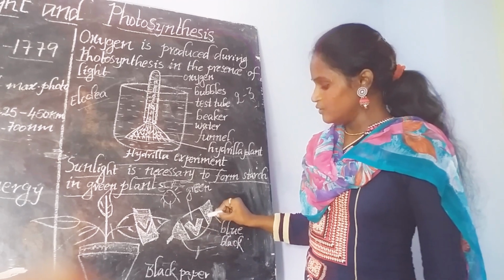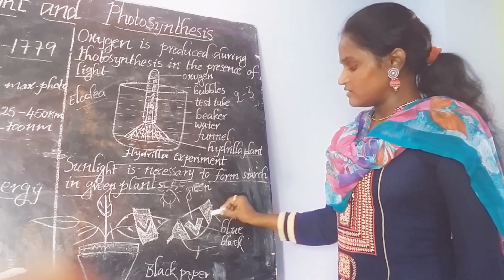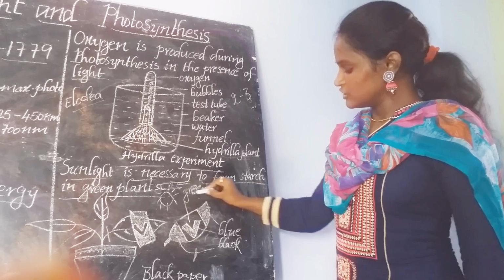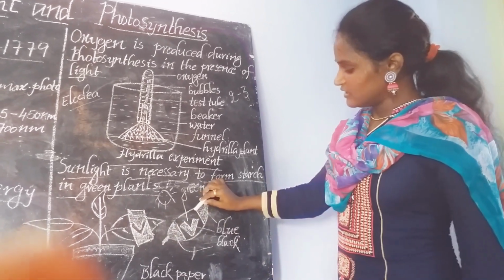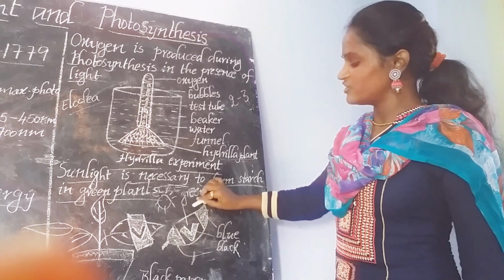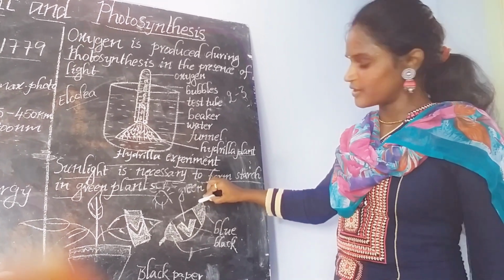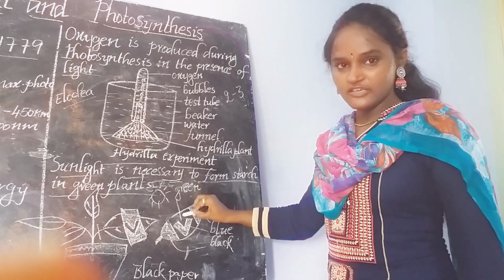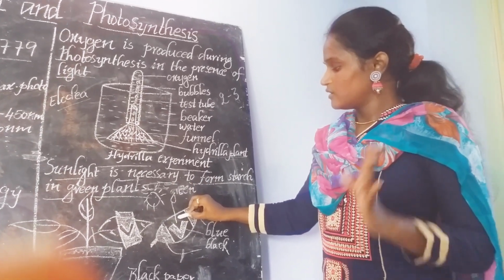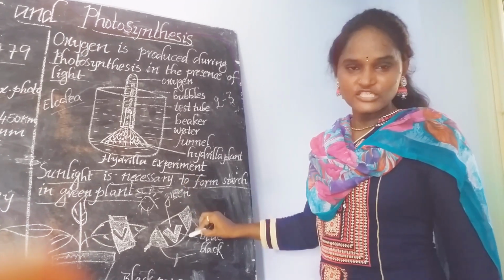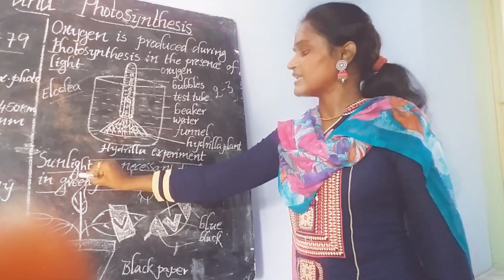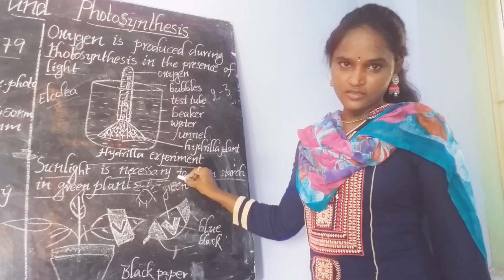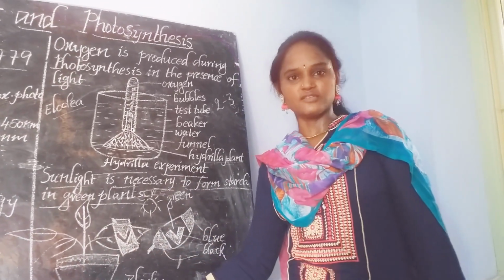That's why, whenever we do the iodine test, we get the result: the shape we cut turns blue-black, and the rest of the leaf which is not covered with black paper also turns blue-black. But the region where the leaf is covered by black paper does not change its color. By this experiment, we are able to prove that sunlight is necessary for photosynthesis. Okay, do you understand, children? And we will meet you in the next session with another topic.